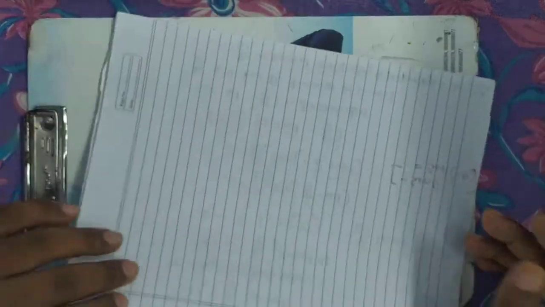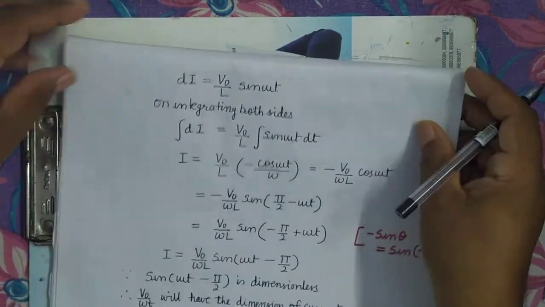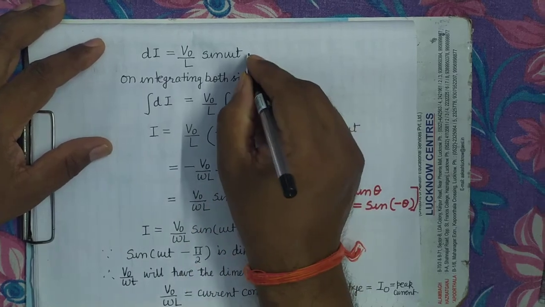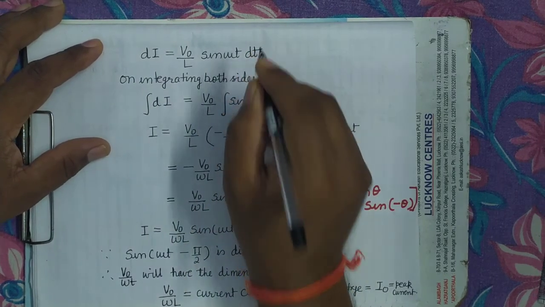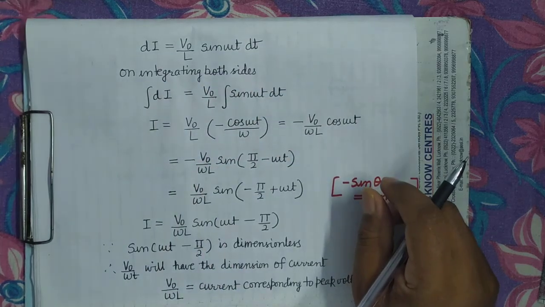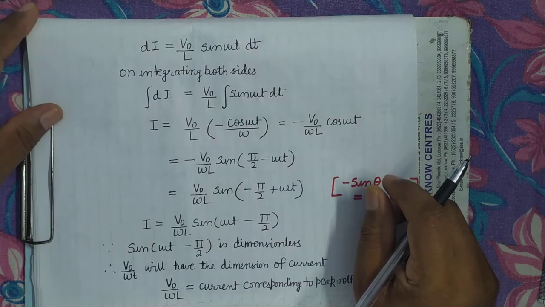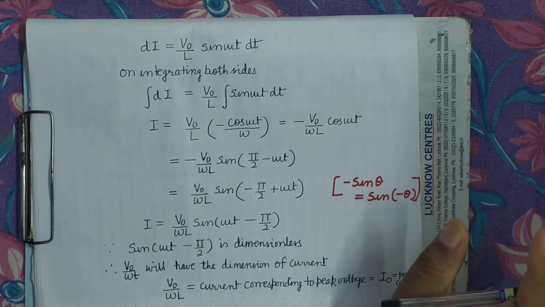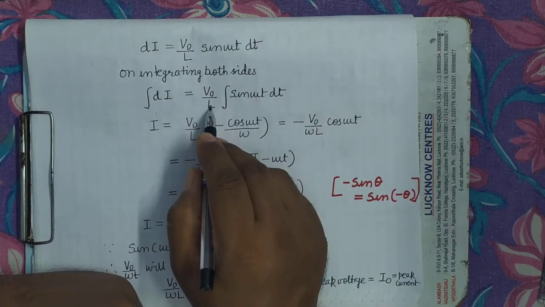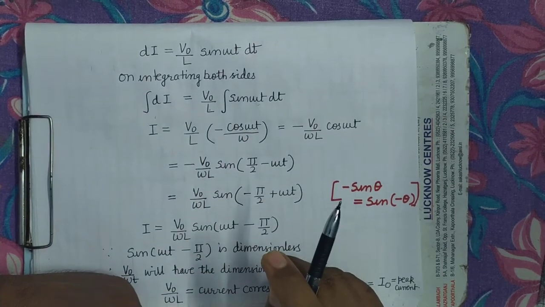In order to find the value of the current, we will integrate. So di equals V naught upon L sine omega t dt. It's clear? Now on integrating both the sides, we will not take care of definite and indefinite integration, forget that for the physics. So integral di equals V naught upon L integral sine omega t dt.